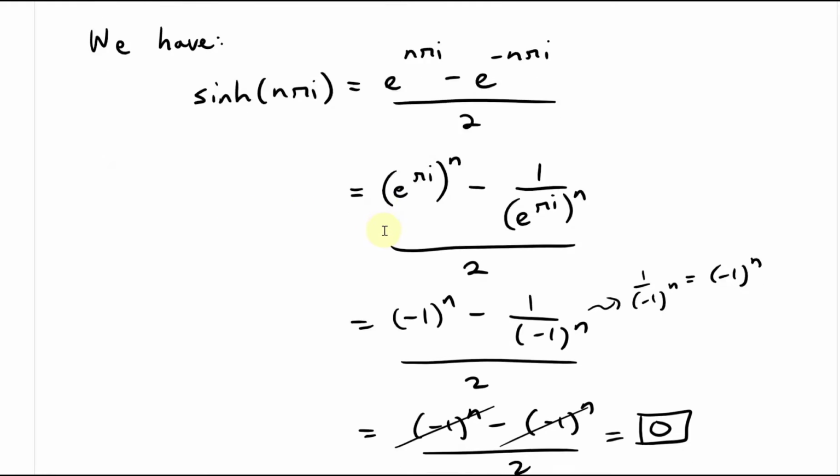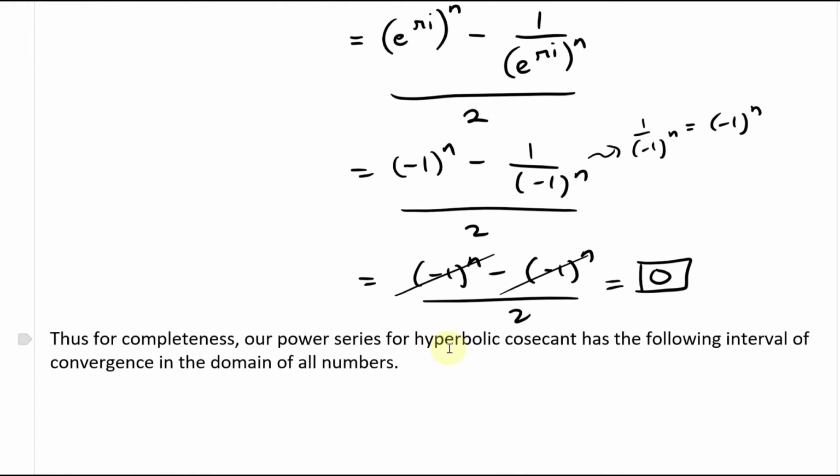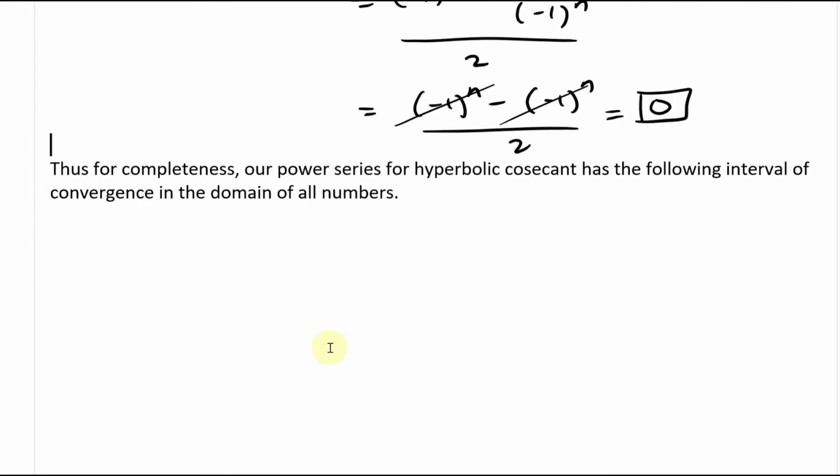Yeah, so now that we have all this, for completeness, our power series for hyperbolic cosecant has the following interval of convergence in a domain of all numbers. Let's just write down our whole thing. So all numbers, not just real, so real and imaginary. This is hyperbolic cosecant of x equals 1 over hyperbolic sinh of x.